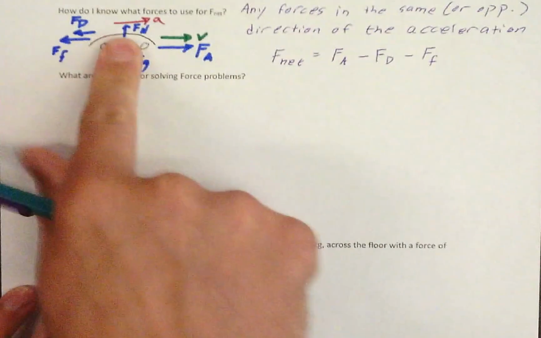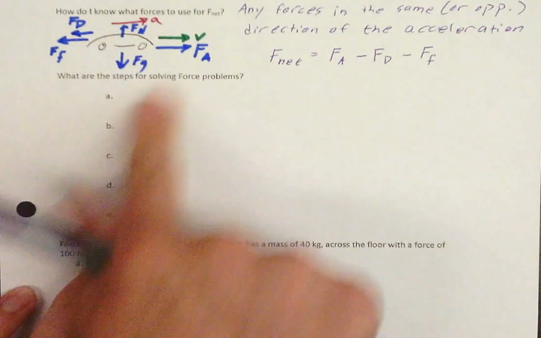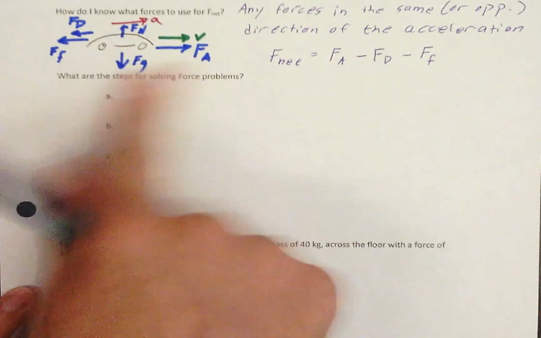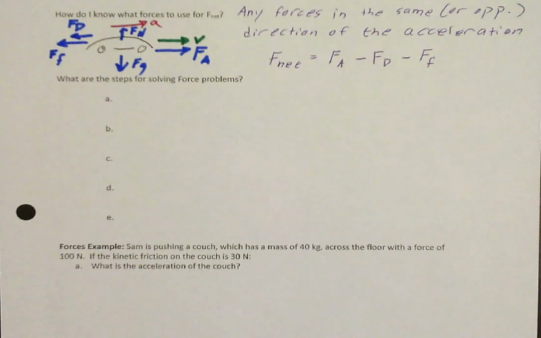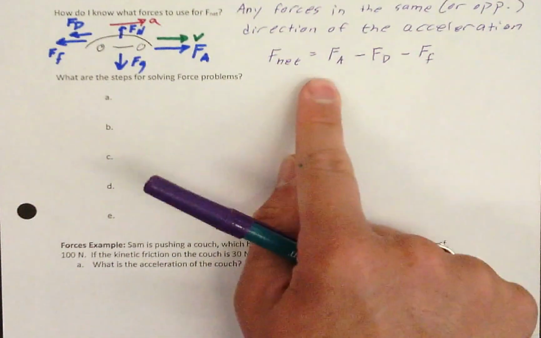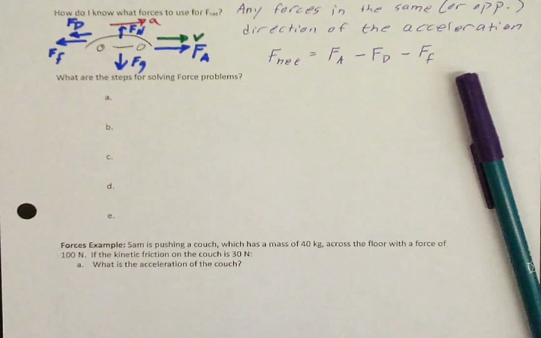I've got normal up, which is not side to side. I've got gravity down, which is not side to side. Therefore, the only forces I'm worried about for the net force are these 3. Applied, drag, friction, that's it. So how do I know what forces to use? I find the forces that are in or opposite the direction of the change. In this case, horizontal. So applied, drag, friction.